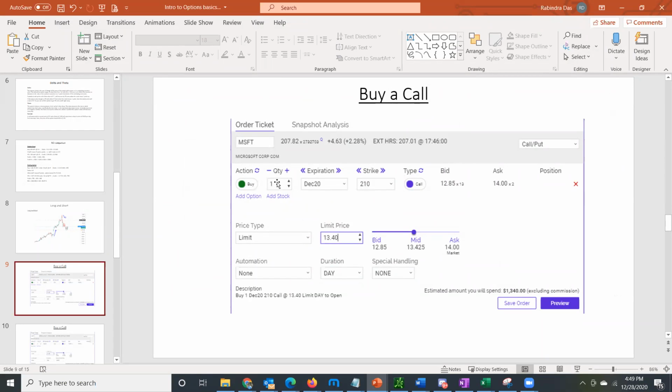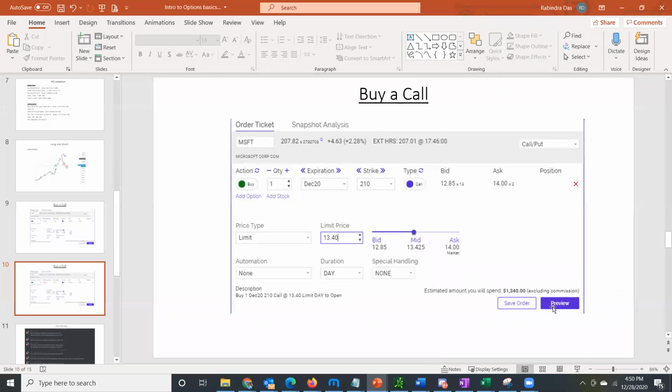So see the contract, one contract, then expiration, then the strike, then automatically the price comes up. And you select the middle price. Most of the time you don't put fractions, say 13.40, 13.45. Sometimes they'll tell you whether they're accepting or not. Then you just say preview and send the trade.